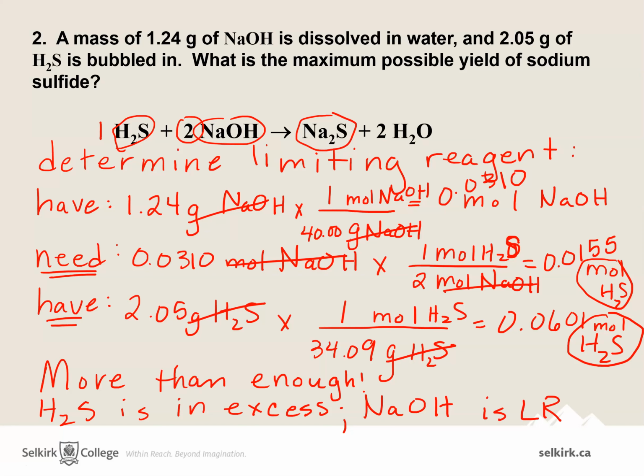Now, I solved this problem by figuring out how much hydrogen sulfide I needed to react with the sodium hydroxide. You could have gone the other way. You could have started with the hydrogen sulfide and asked yourself how much sodium hydroxide you would need. You'd get the same limiting reagent no matter what. The truth is the truth. All right, so now that I know which is the limiting reagent, now I can go on and determine the product yield. So just a few words to keep my solution easy to follow.